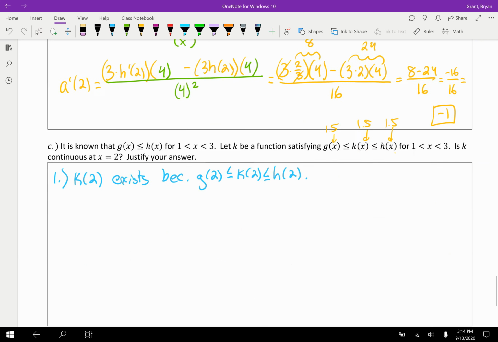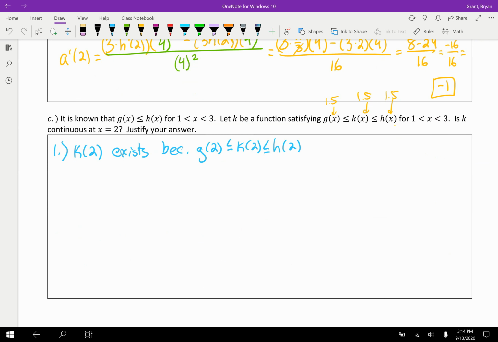Right? Now, do we need to say any more about that? Maybe we could go a little bit further. We could say that g of x and h of x are continuous, that's probably not bad to say, because then it really reaffirms that k of 2 has to be a value, and it's in between two other values, and that's fine. We know it exists. We don't have to find what it is. We just know it exists.